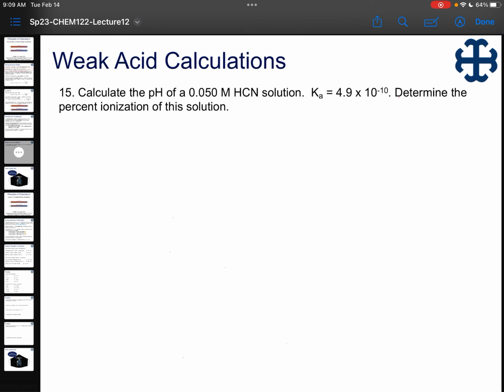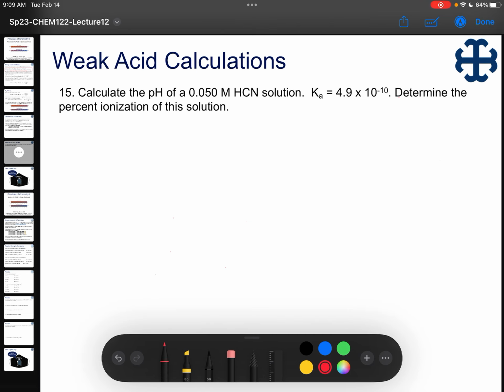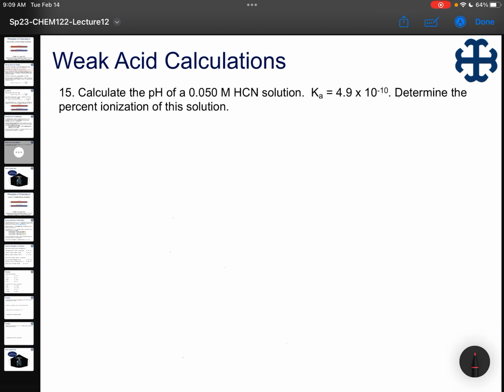talk about how we solve equilibrium problems related to acids and bases. And so with that, let's say we're looking at problem 15 on our in-class worksheet for week 4 and 5 here. And I ask you to calculate the pH of a 0.05 molar solution of HCN. And I give you a Ka value for that. I also ask you to determine the percent ionization of this solution.